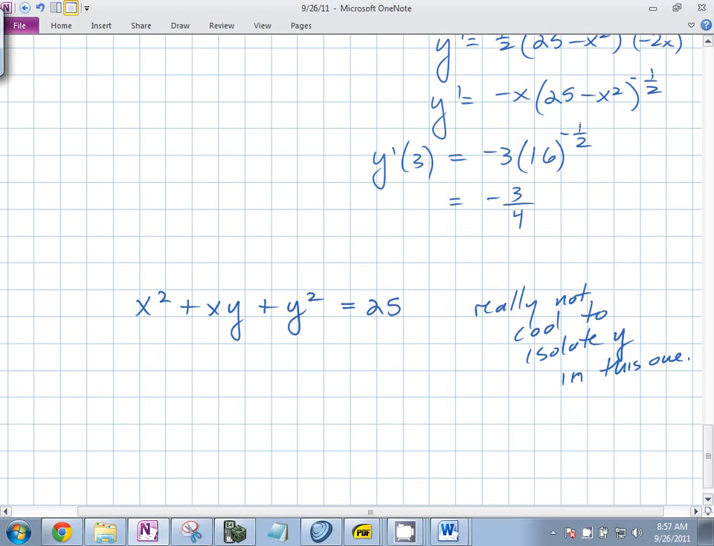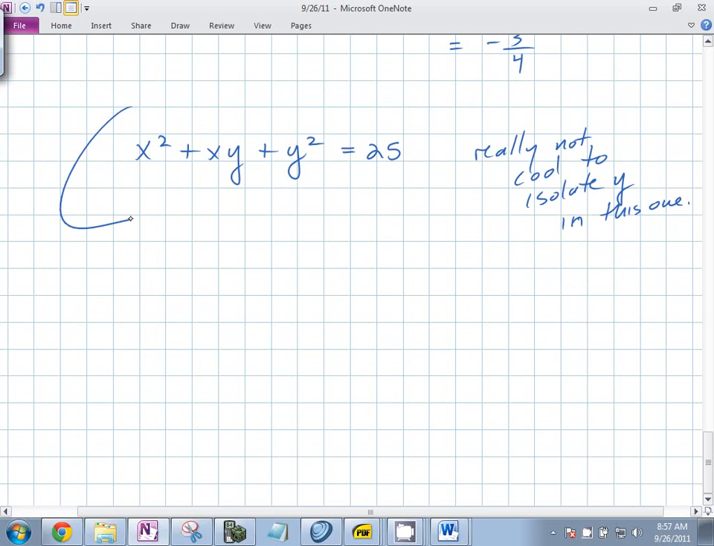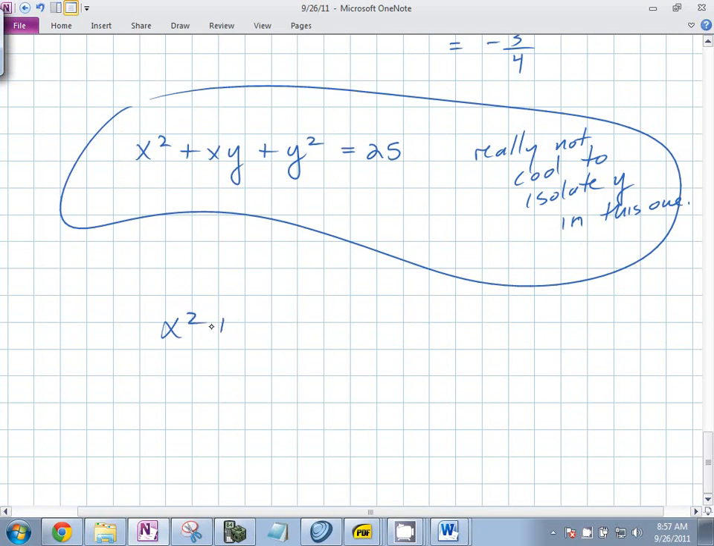Okay, so let's go back to our original one where we could isolate y and see if we can find a different way of doing it. What was our original equation? Our original equation was x squared plus y squared is equal to 25. Do you agree that y is some function f of x? Yeah, it is some function.